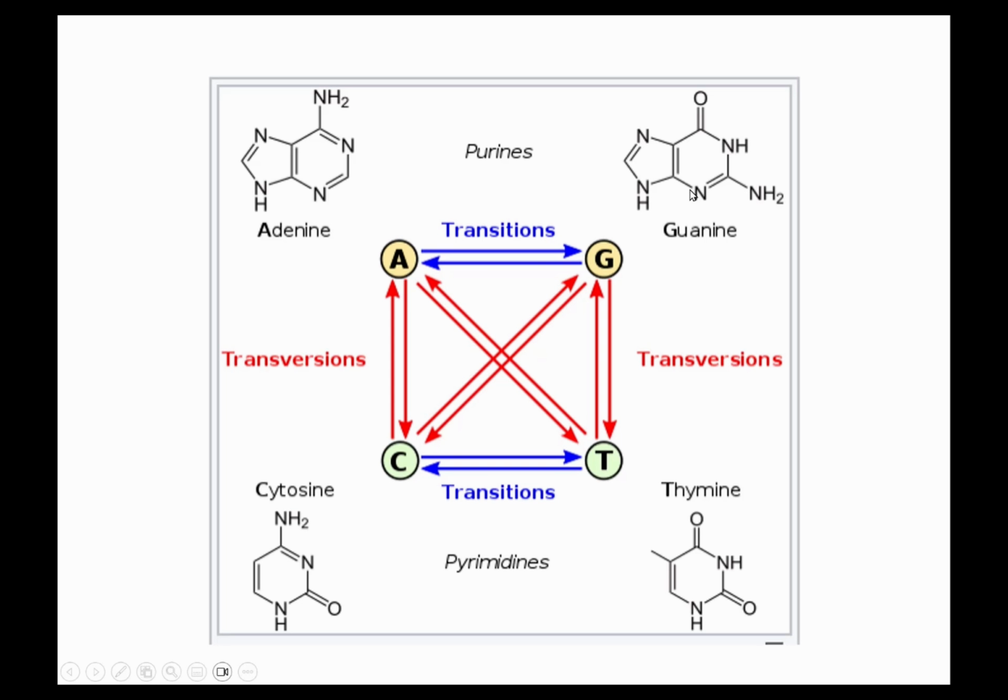If the bases change from one type of purine to another type of purine, or one type of pyrimidine to another type of pyrimidine, that is a transition mutation. But if the base change is from one type of purine to one type of pyrimidine, or vice versa, that is a transversion mutation. So transition and transversion.